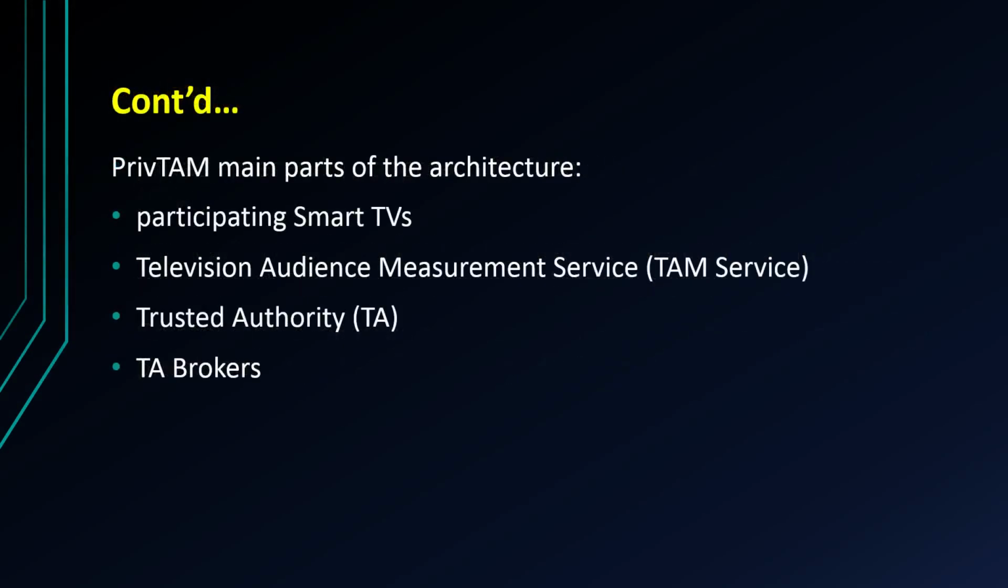The PrivTam architecture contains four main parts: participating smart TVs, television audience measurement service, trusted authority, and TAM brokers. Software agents located on the smart TV collect and store viewer data and demographic elements, including age, gender, and the educational level of the viewer. The agent manages and controls access to the viewer's personal data. This agent has the ability to participate in distributed protocols and computations.